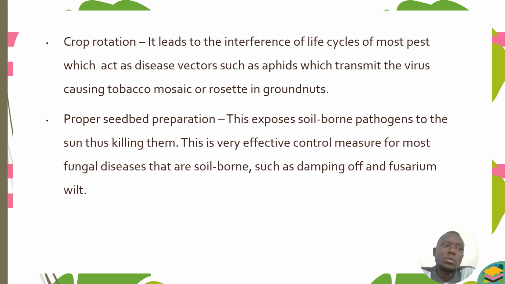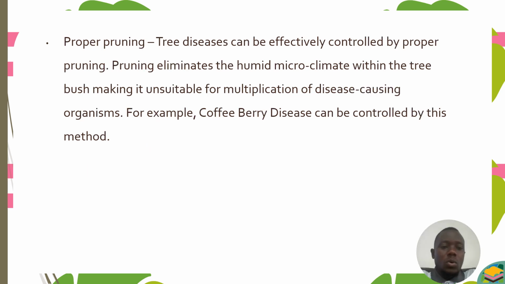So if they are exposed to sun, it means they'll be killed. So those are some of the ways of controlling diseases. Another cultural control method is proper pruning. Tree diseases can be effectively controlled by proper pruning. Pruning eliminates the humid microclimate within the tree bush, making it unsuitable for multiplication of disease causing organisms.